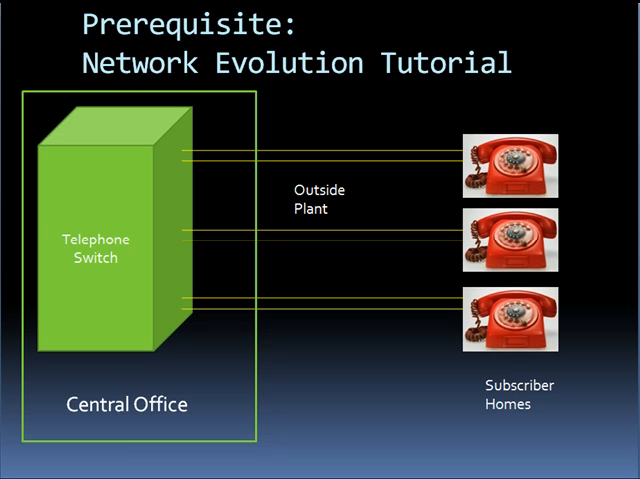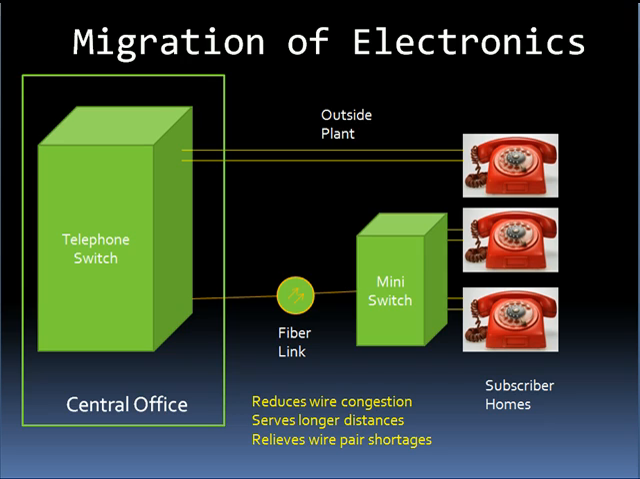To review quickly, the migration of electronics from the central office to the outside plant was driven by the Babybels' need to reduce wire congestion, serve longer distances, and relieve wire pair shortages. Back in the 1970s, prior to the days of the Internet, there was little need to provide additional bandwidth to phone subscribers. However, the Bells quickly realized that the movement of electronics closer to the customer also meant that they could provide more bandwidth to the home. Let's see why this is so.